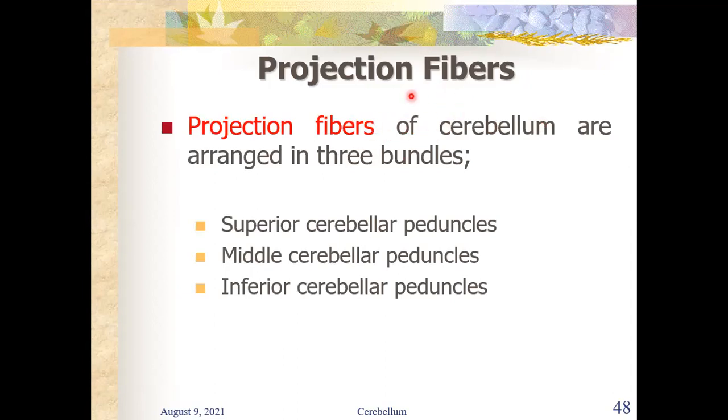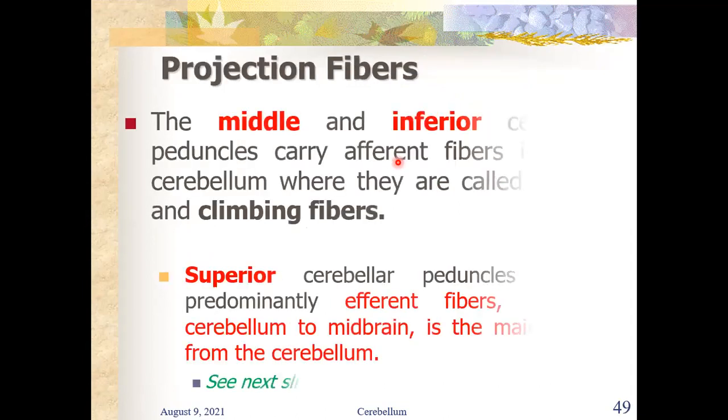So the projection fibers of the cerebellum are arranged in 3 bundles. Remember, they contain efferent and afferent fibers that connect the cerebellum to other parts of the central nervous system. So we have superior cerebellar peduncles, middle cerebellar peduncles, and inferior cerebellar peduncles. That is how the projection fibers are arranged: superior, middle, and inferior cerebellar peduncles.